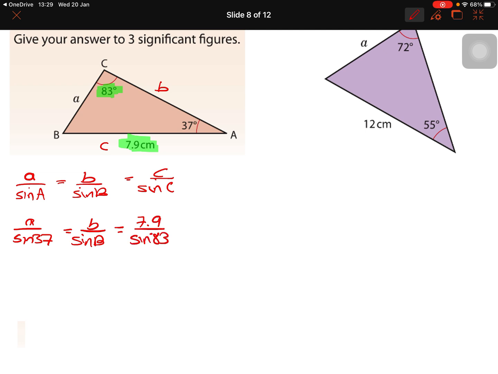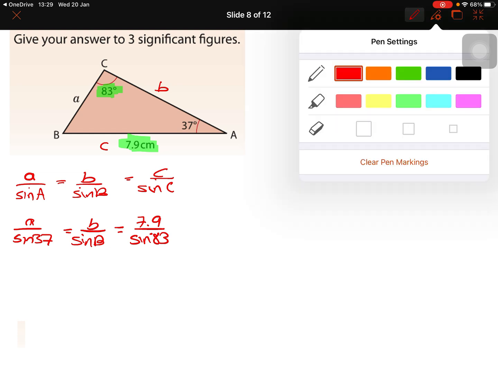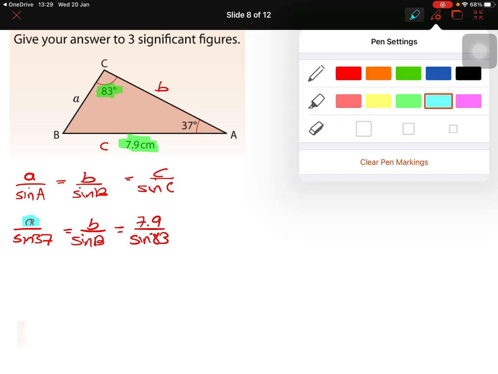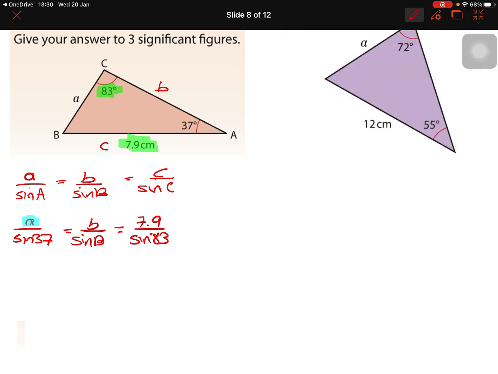Now, because I am trying to find a, this is the one I'm trying to find. Okay, that's what I've been asked to. And this is the one that's got my full amount. They are the two I'm interested in. So I'm going to ignore the b over sine b. That doesn't help me at the moment. So I've got a over sine 37 equals 7.9 over sine 83.